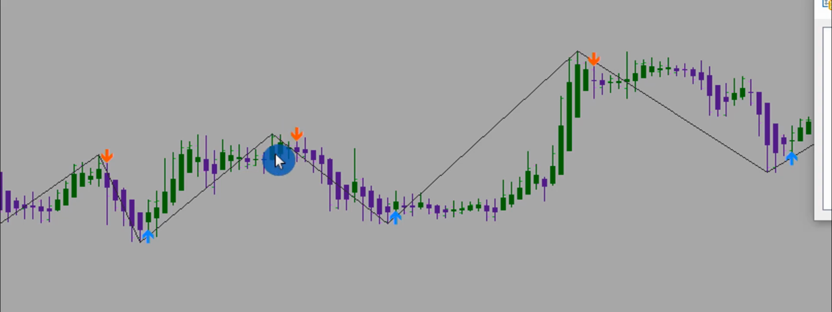And this arrow, you can have a push notification. So since I like to trade 1 hour time frames, I want to get it on a 1 hour time frame, and I want to get pinged to know that possible sell trade setup, rather than have to stare at my charts all the time.